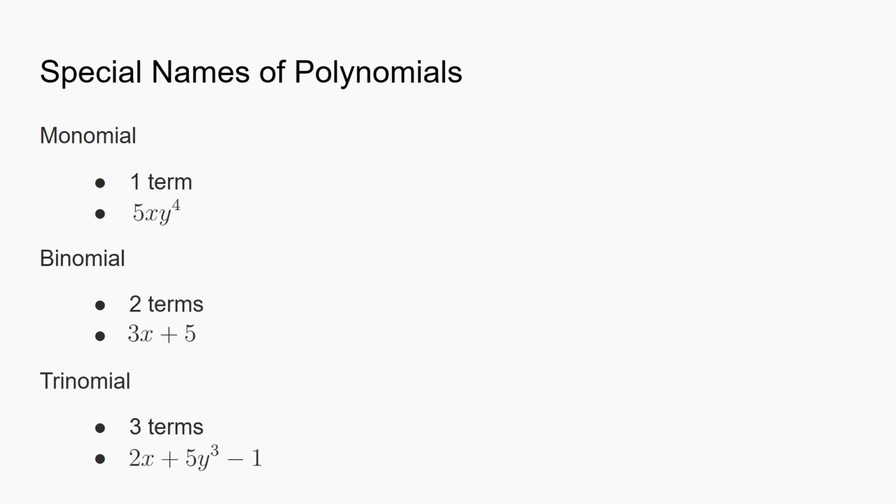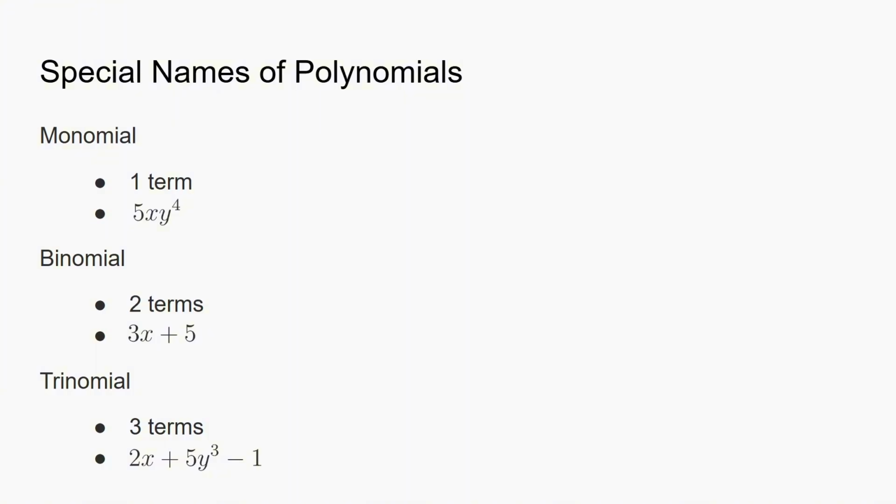Like mentioned previously, polynomials are expressions with many terms. There are a few special names for polynomials with 1, 2, or 3 terms. For example, monomial is 1 term, binomial is 2 terms, and trinomial is 3 terms. There's also quadrinomial for 4 terms and quintinomial for 5 terms, but those names are not often used.